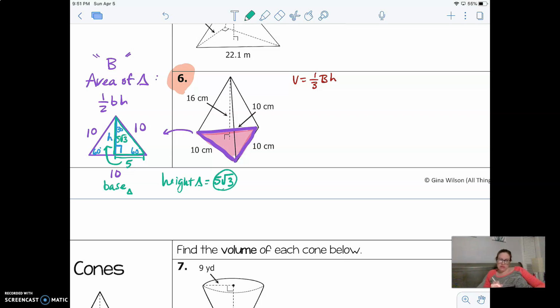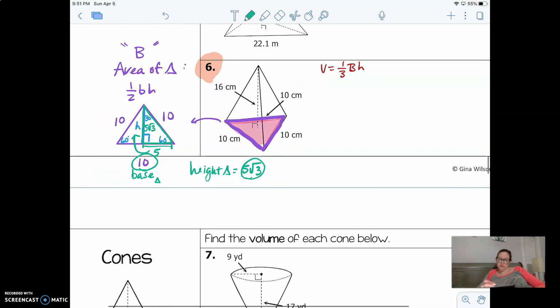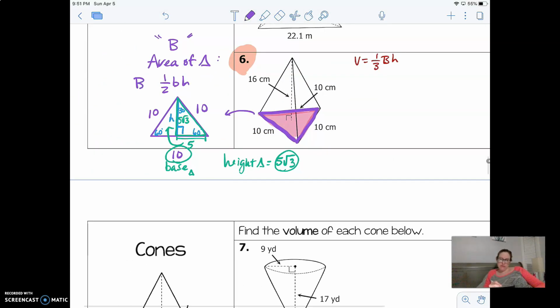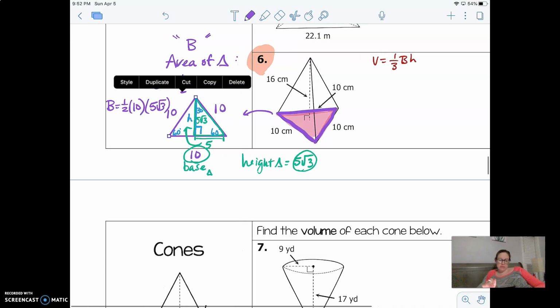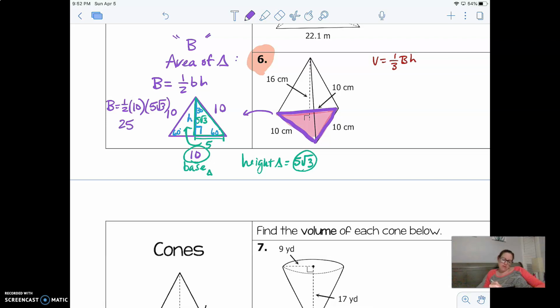So that's important. This 10 here is the base of the triangle. So we're going to plug that in, to find this capital B right here. So that's going to be half of 10 times 5 square root 3. Just scoot that over a little bit. No? Okay. Well, let's keep that in terms of simplest radical form because Miss Coffee loves simplest radical form. So we do half of 10 is 5. 5 times 5 is 25 square root of 3. So that right there is the area of the base.